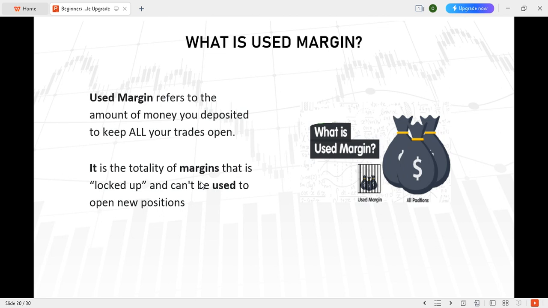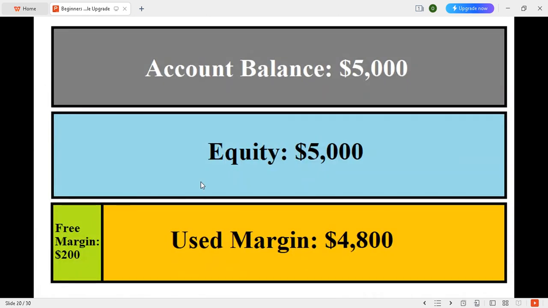And sometimes, in a case where you open multiple positions and the trade doesn't go the way you want it, that's why some people get what we call a margin call. So let me use this image to buttress my explanation. Let's say for example your account balance is 5,000.